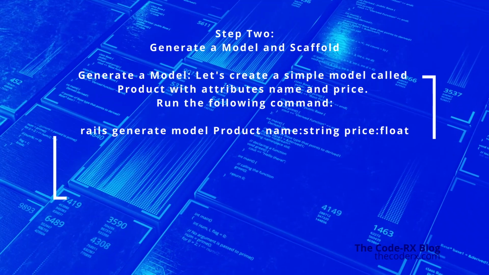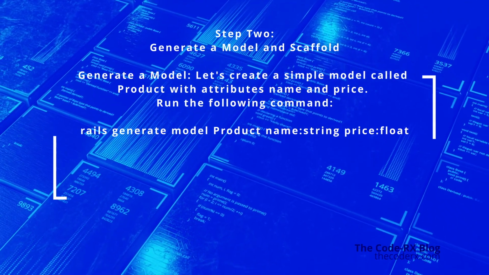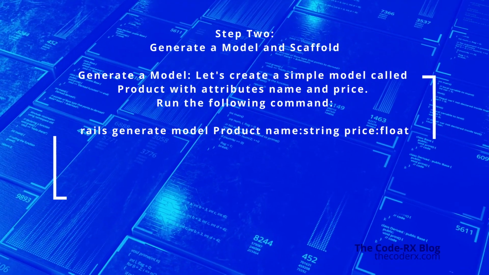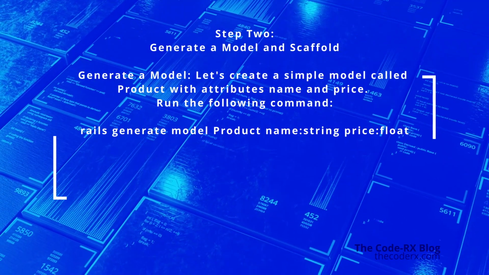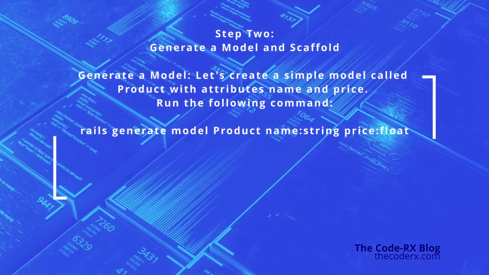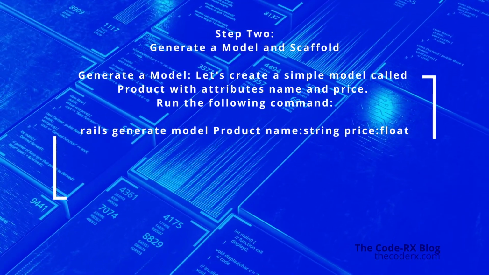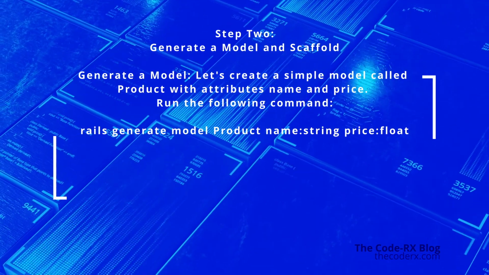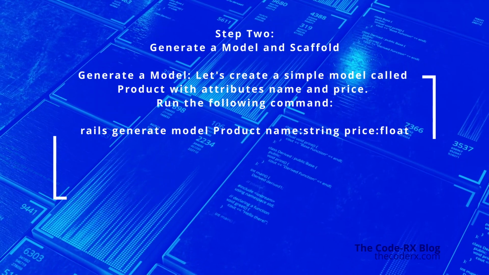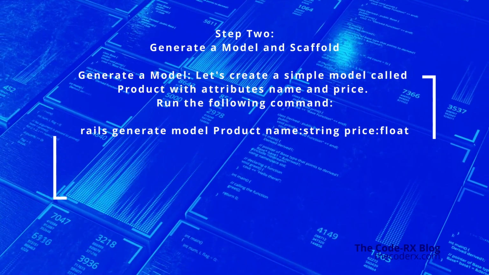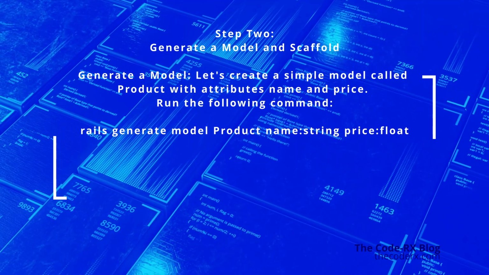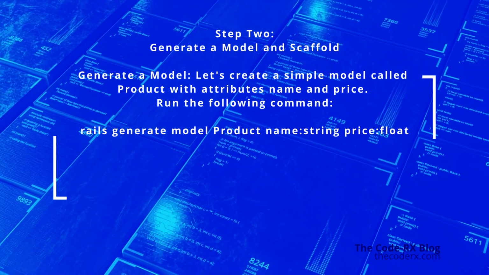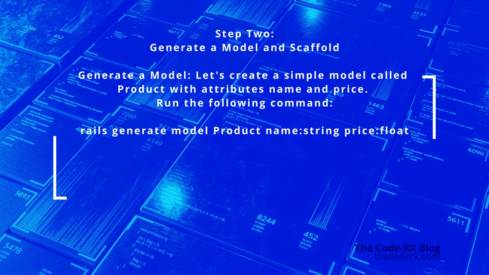So now that that's done, you want to go ahead and create or generate a model and a scaffold. Now, you generate a model by creating a simple model, and this is where I would start just to give you the basics. Create a simple model called product with attributes name and price, and then run the following command: rails generate model product name:string price:float.